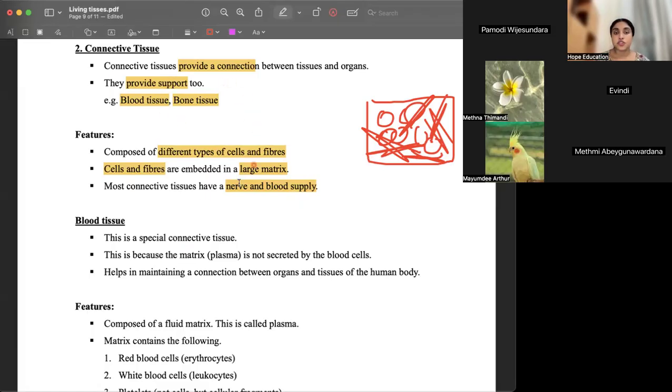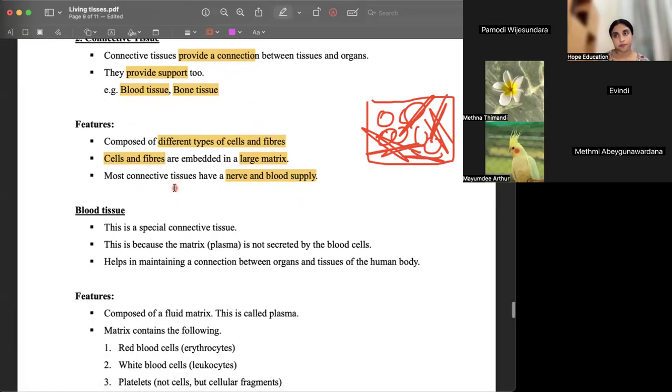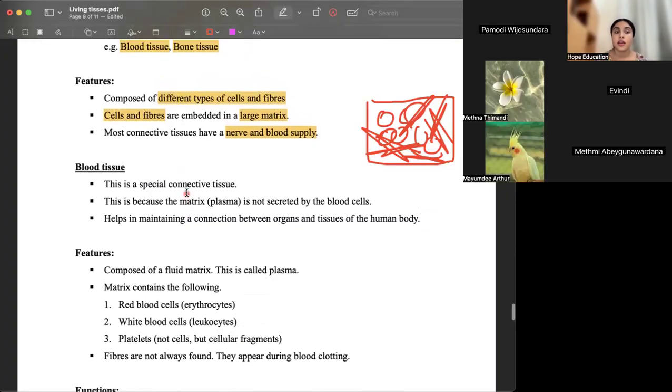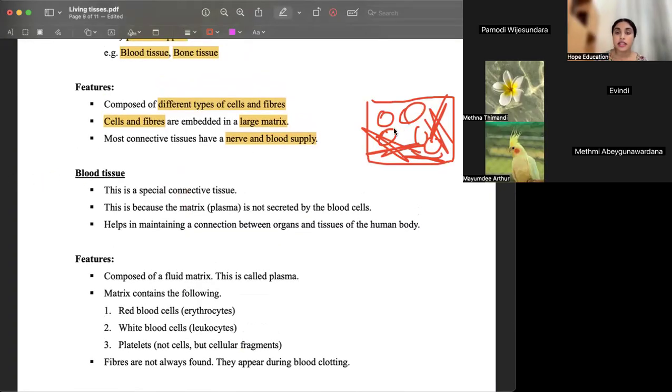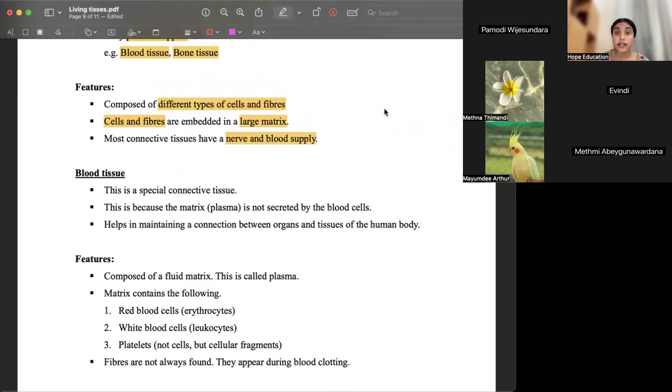So these are the features commonly found in connective tissues. They have different types of cells and fibers, embedded in a matrix, and they also have a nerve supply and a blood supply. In the main syllabus we are going to focus on the blood tissue. Blood tissue is a connective tissue, that is true, but it is a special connective tissue.